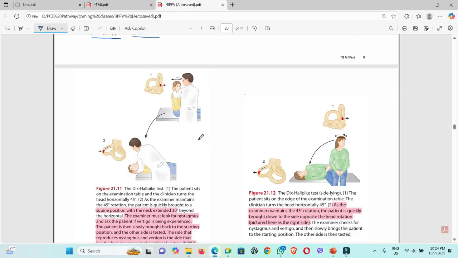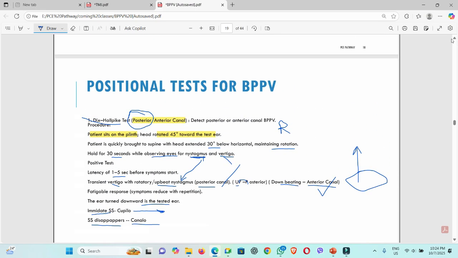See, the patient is sitting on the plinth. The therapist rotates the head towards the right side 45 degrees. Then the person goes into supine position with 30-degree head extension, and the therapist checks the nystagmus, right? If it is upbeating, then the problem is in the posterior canal. If it is downbeating, then it is the anterior canal. That's it. It is a diagnostic test; we use the Dix-Hallpike test to find out where the problem is.